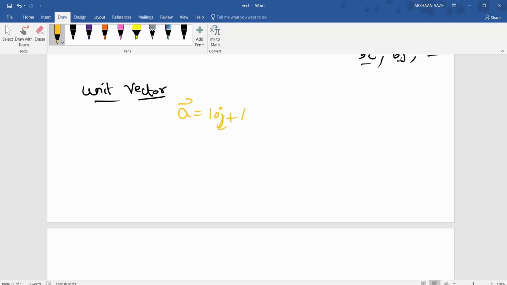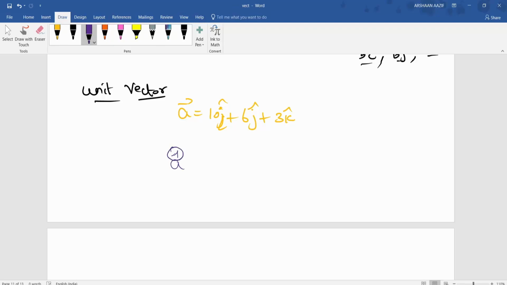10i plus 6j plus 3k. So how to find the unit vector? Now, what is a unit vector which doesn't have a magnitude? Its magnitude is 1 and it has a specific direction. So when I would like to go in the same direction as this vector, I should know in what direction this vector has traveled. So to find that, we'll use a formula, A cap.